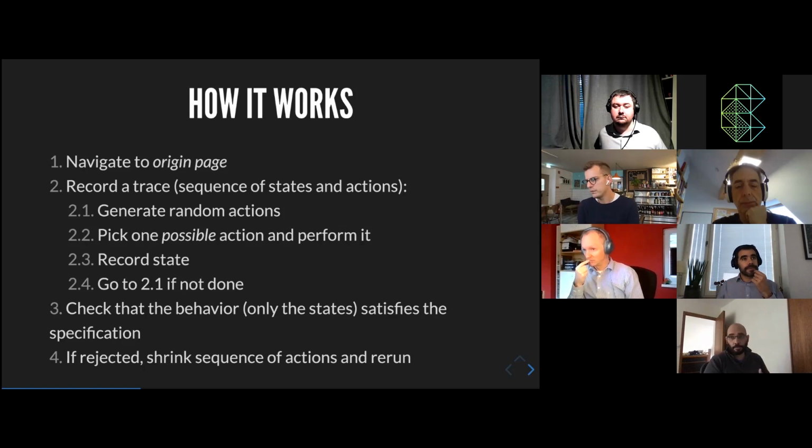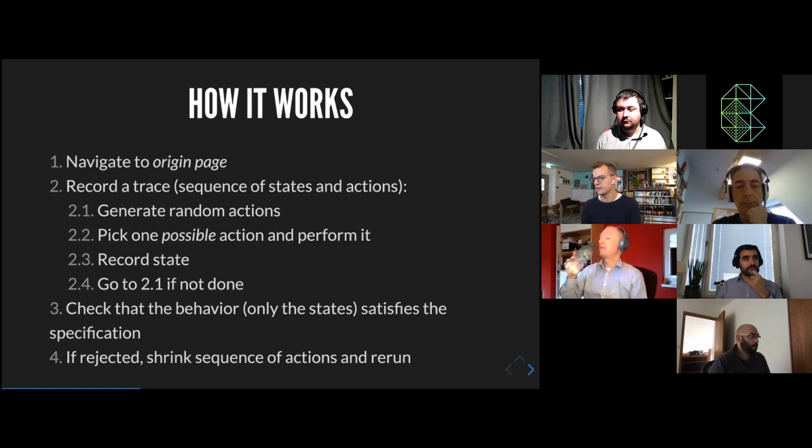Then it checks the behavior, which is, if you just pick out the states from the trace, you have the behavior. It checks whether that behavior satisfies your specification that you expressed with linear temporal logic and so on. And if not, it might try to shrink it, if you have shrinking enabled. Then it can possibly find a smaller sequence of actions that triggers an error. So this is very much like property-based testing.